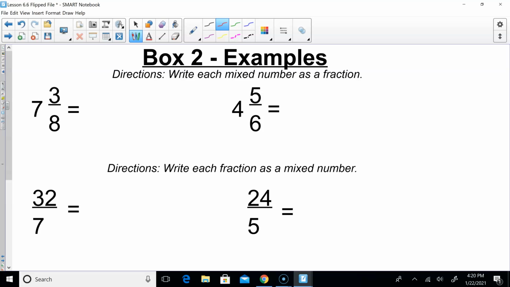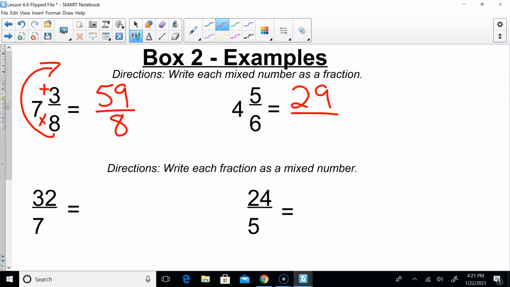So to write a mixed number as a fraction, remember our little hint, we times here, we plus here, we start here, working our way this way. So 8 times 7 is 56, plus 3 is 59. Ace, I can feel a lot of fist pumps. Yes, I got that one. And here we have 4 times 6 would be 24, plus 5 would be 29 sixths.